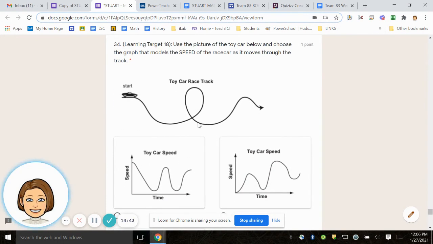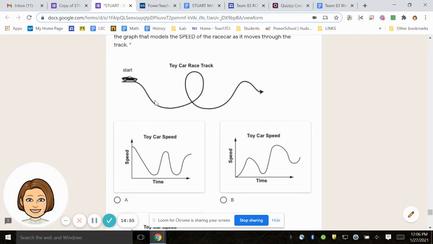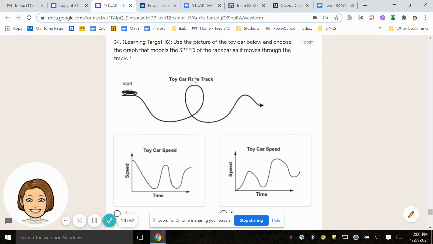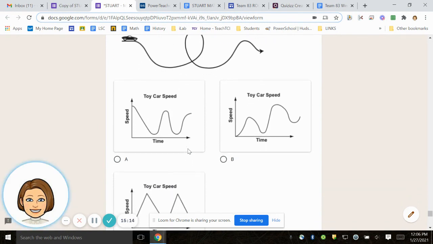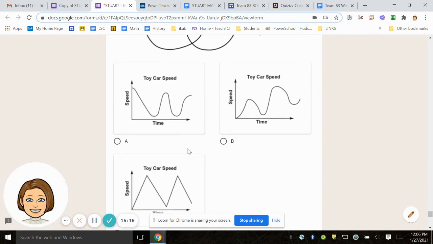Number 34, be careful because this is a speed graph. Okay, so you're going to match this picture or the route of this toy car on a racetrack with the correct graph. So the car goes down this loop. Think about its speed. And then it goes up this loop-de-loop. Then it comes down again. And then it goes up and it comes down a little bit. So think of speed. Is it A, B, or C?